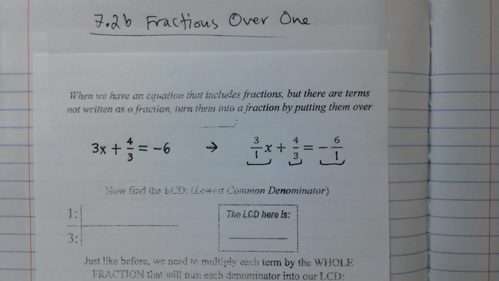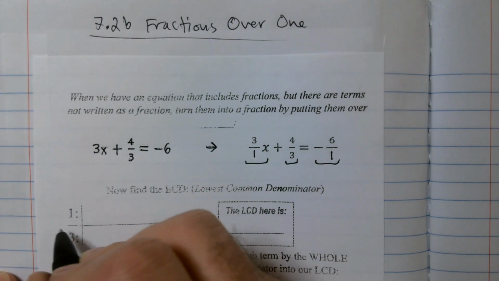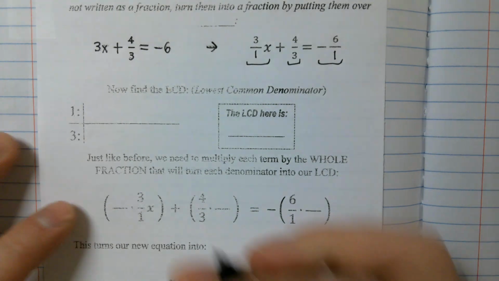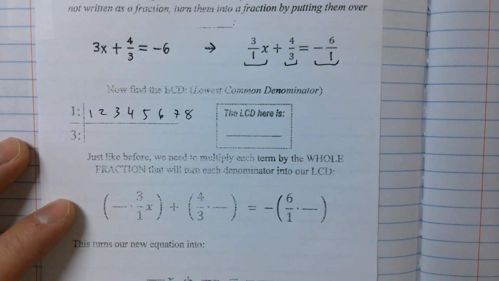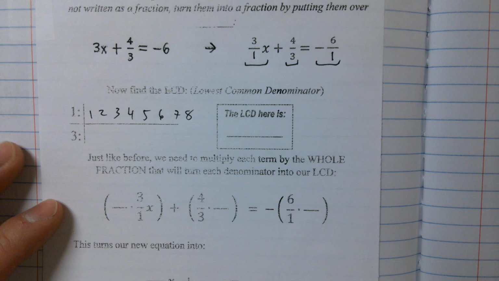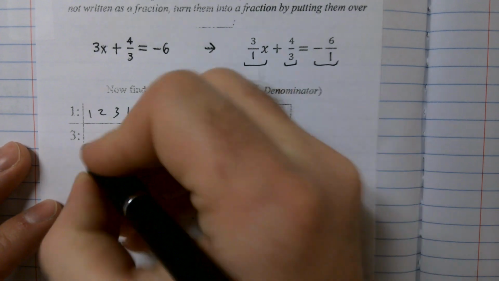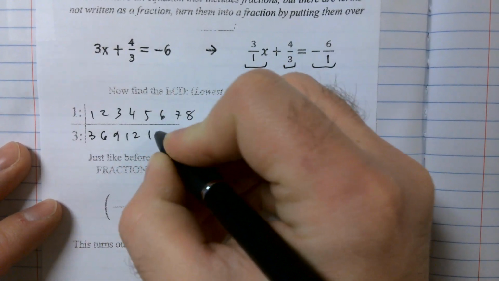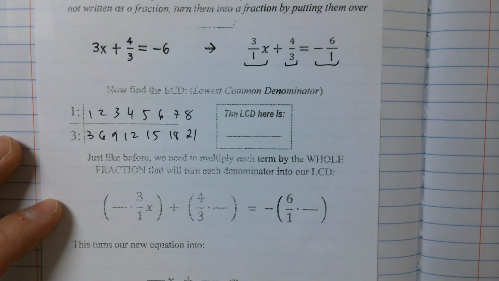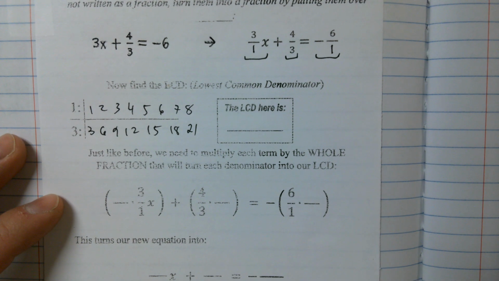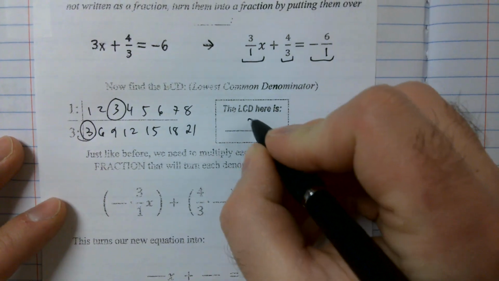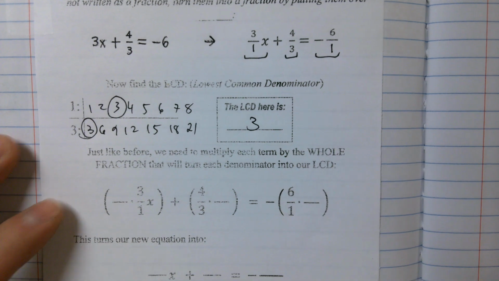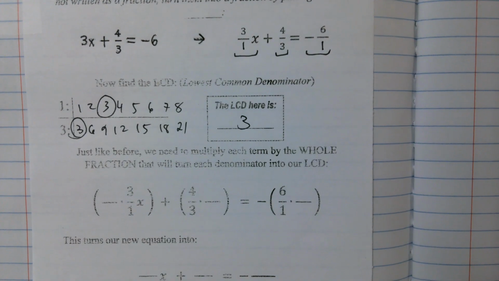Now, what are my different denominators here in this equation? 1 and 3. So let's find the LCD. What are my multiples of 1? 1, 2, 3, 4, 5, 6, 7, 8, 9, 10. Yep, and we can keep going and going. I'm glad you guys know how to count. What about 3? 3, 6, 9, 12, 15, 18, 21. So what's my LCD? 3. That means we want all of my denominators to equal 3.